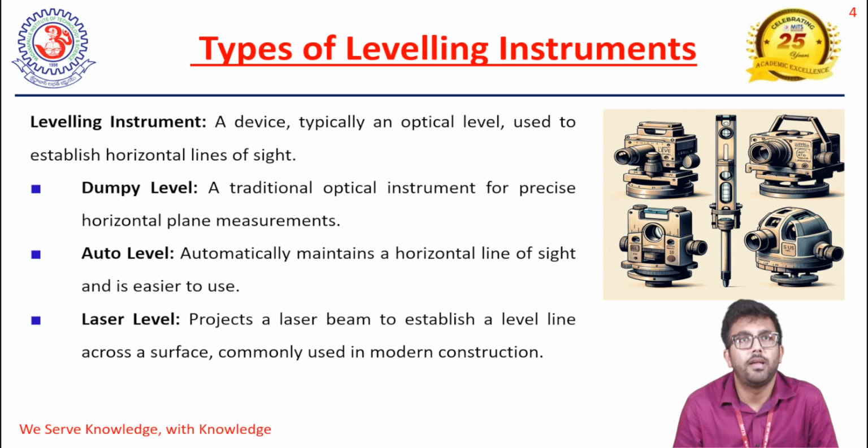A dumpy level is a traditional optical instrument for precise horizontal plane measurements. An auto level is basically the automatic version of a dumpy level. It automatically maintains the horizontal line of sight and it is easier to use. Laser level is similar to auto level, but in this, the line of sight is projected as a laser.